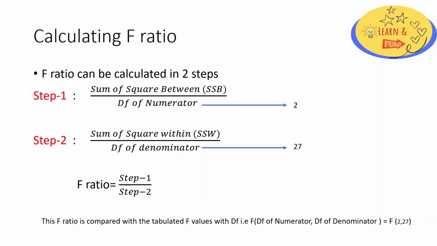Once we get the value of the F ratio, how do we know whether the null hypothesis is accepted or rejected? For that, we need to find out a tabulated F value for the respective degrees of freedom. In this case, we have degrees of freedom of 2 and 27. The numerator degree of freedom is 2, the denominator is 27. So we need to check the F table and then compare. That will be your critical value to compare with, to accept or reject the null hypothesis.